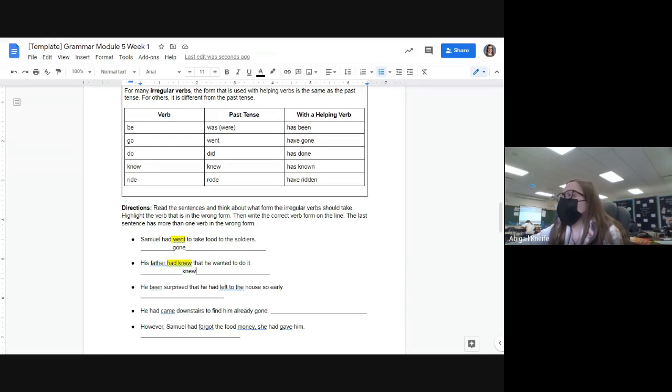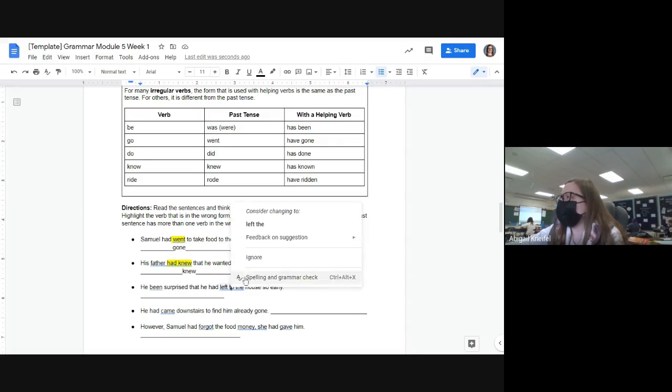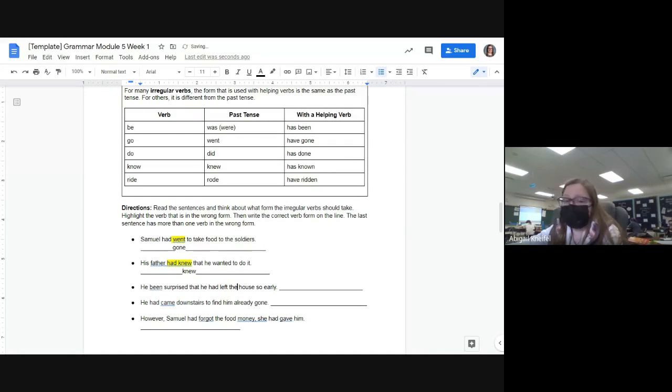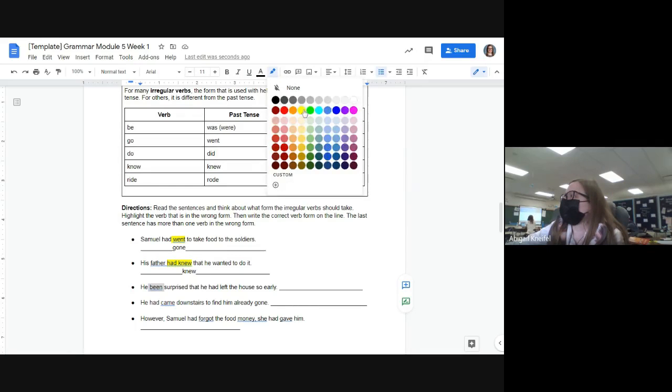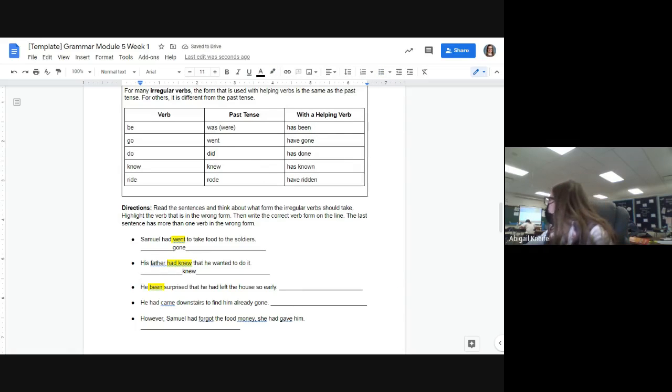He been surprised that he had left to the house so early. Oh, wait, I don't think there needed to be 2 there. That was my bad. Sorry. But he been surprised that he had left the house so early. Instead of Ben, obviously it's not Ben, because why isn't it Ben? Someone tell me why it's not Ben. Evan, why isn't it Ben? It's not Ben because it's underlined and he Ben doesn't sound right. Right, like this page literally should be so easy because it's literally underlined for you, because that's just how Google works. And obviously he Ben doesn't make sense.